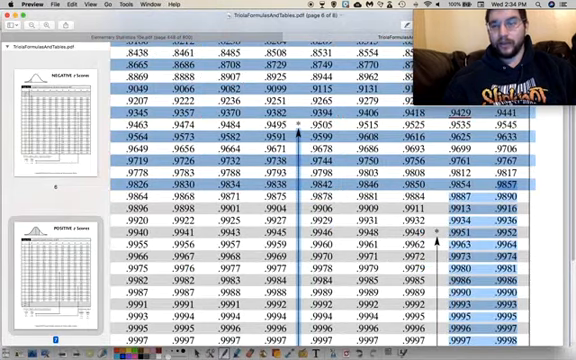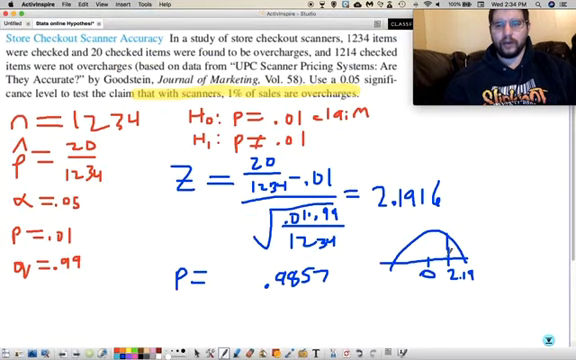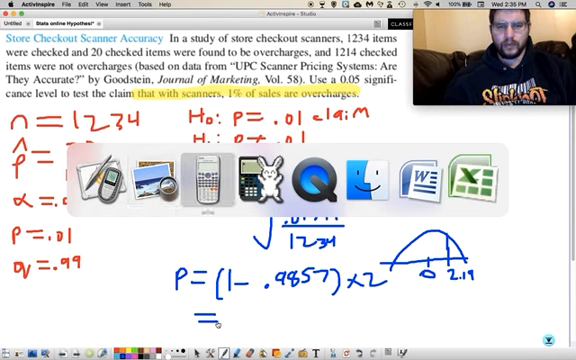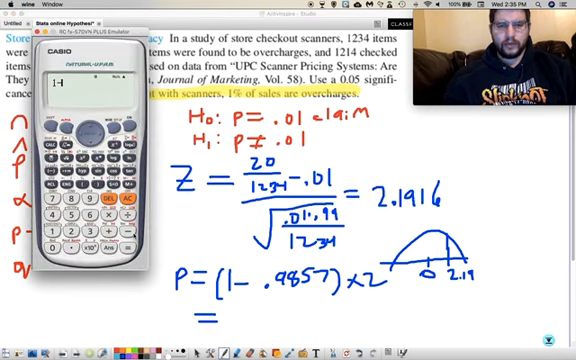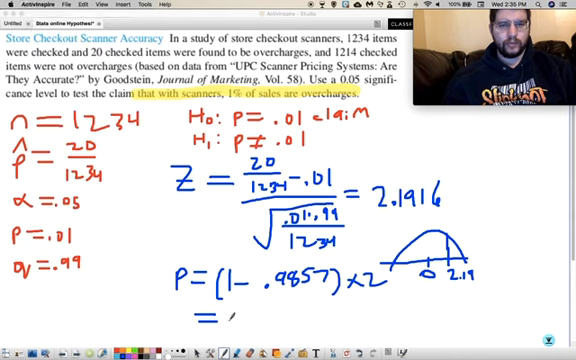0.9857. Again, that's the area to the left of our test statistic. So we need to do 1 minus that to find the area to the right of it. And then after we do that, we're going to have to double it because it's a two-tail. Thank you, alternative, for telling us that. So 1 minus 0.9857 times 2, give me a decimal, 0.0286.